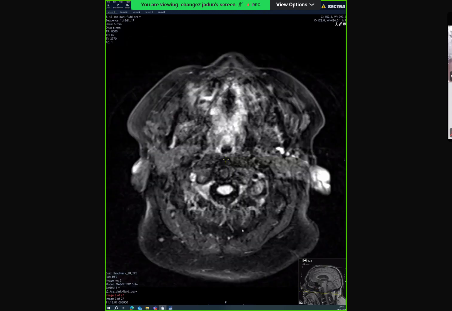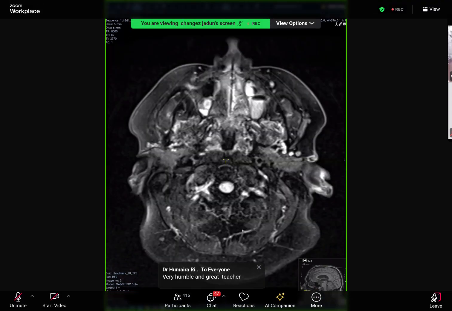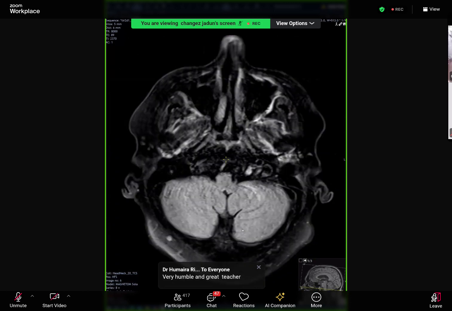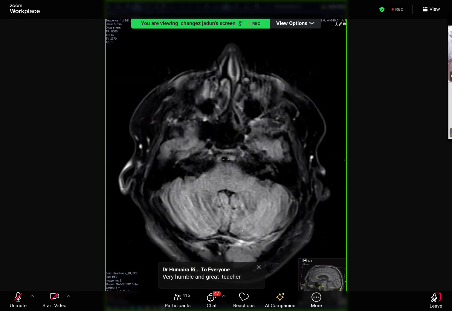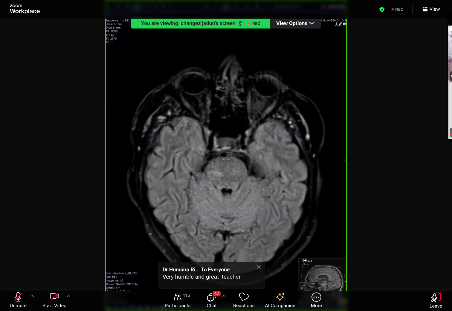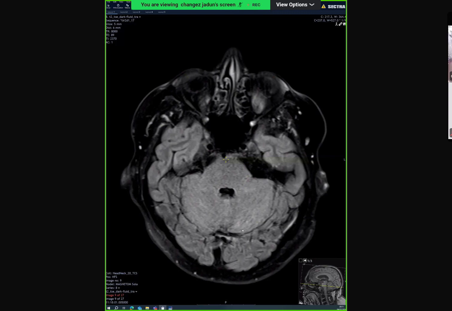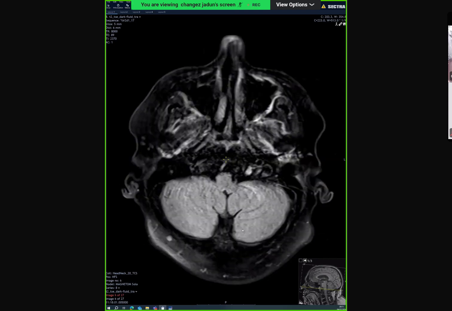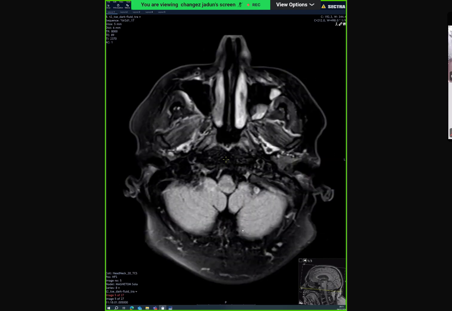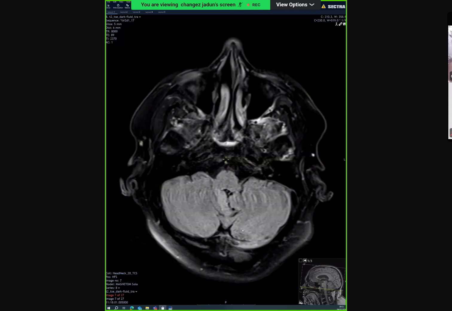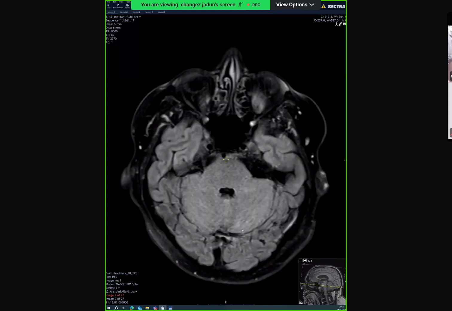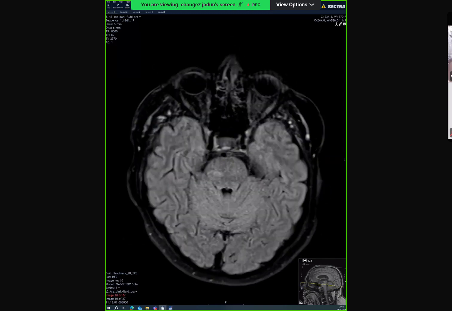Can you go back up again? Yeah, please. The cerebellum looks fine. Can we go down a little bit again, please? The left, okay, more down. I'm suspecting a slightly hyperintense left transverse sinus, but I would like to see it on T2 to ascertain whether the flow void is preserved or not.